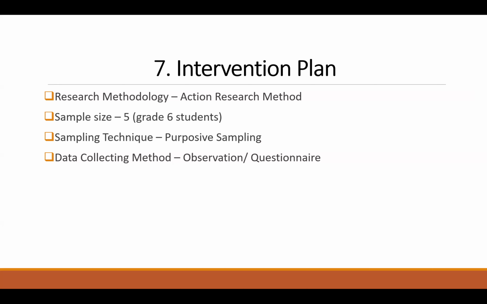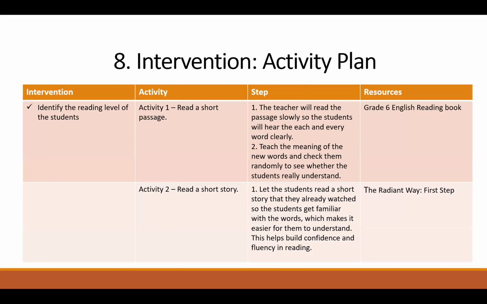So then methodology is the key word here. Then you have the research design. Research design is the action research. Sample size: 5 grade 6 students. Sampling technique: purposive sampling. Recognition with observation and questioning. Okay. The first thing should be changed. Okay. Right. Next one. The intervention plan, and this is my activity plan.